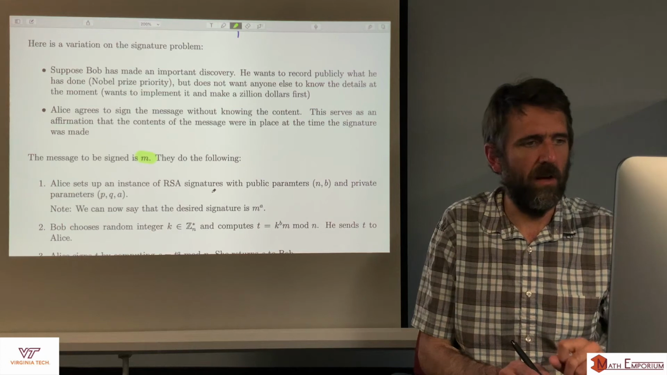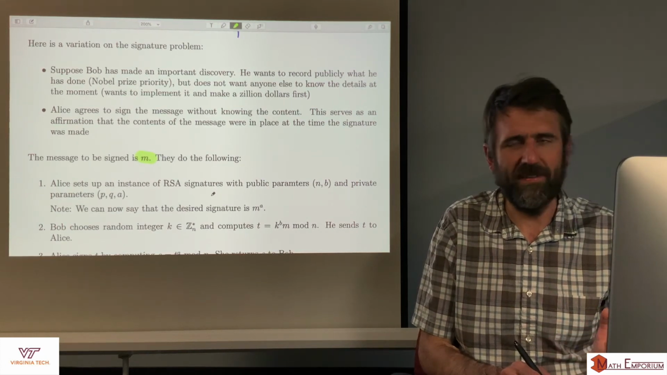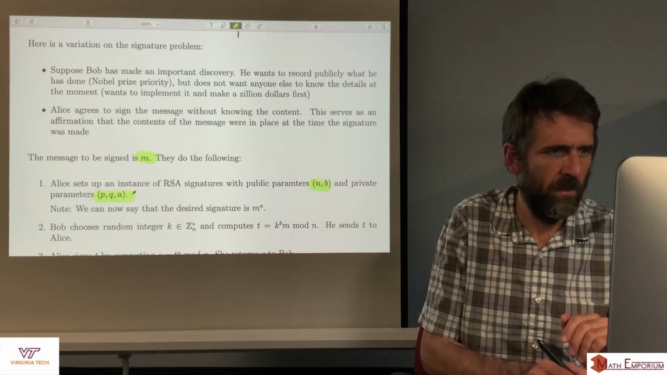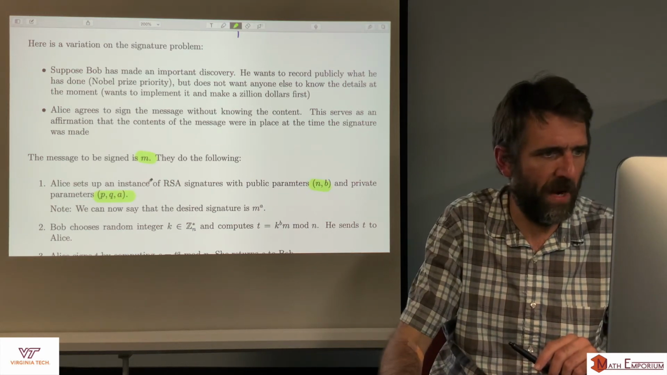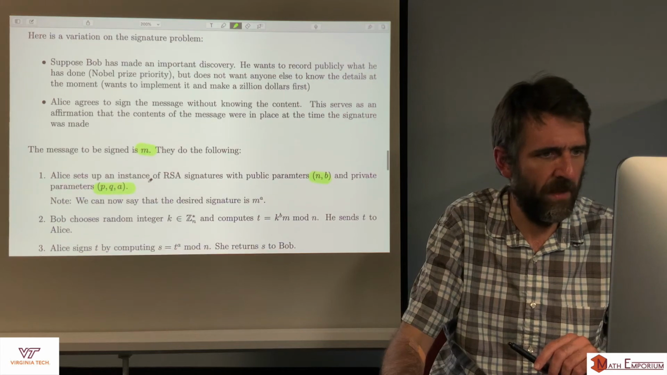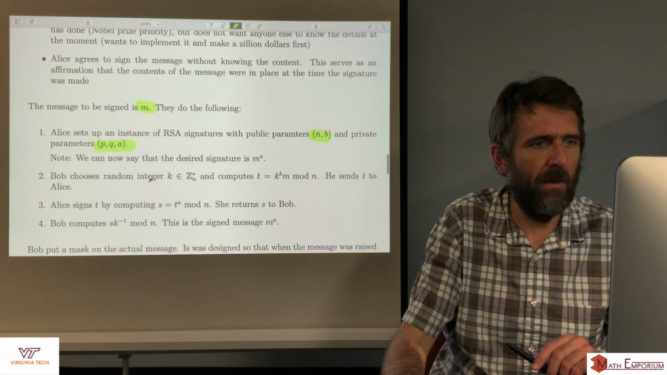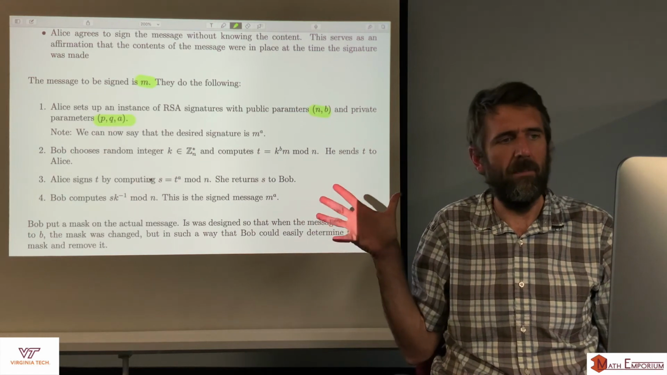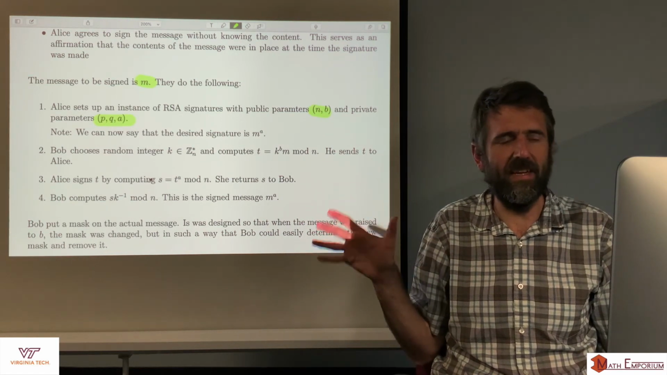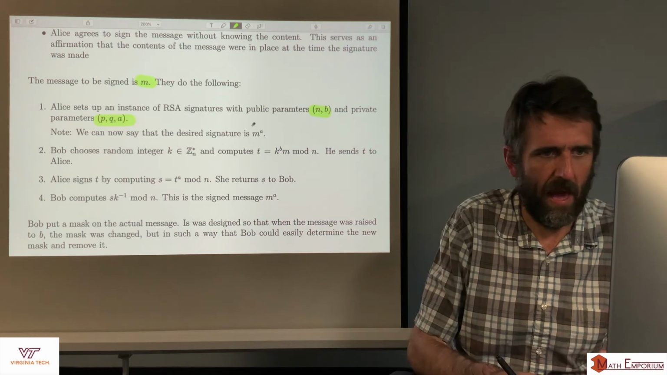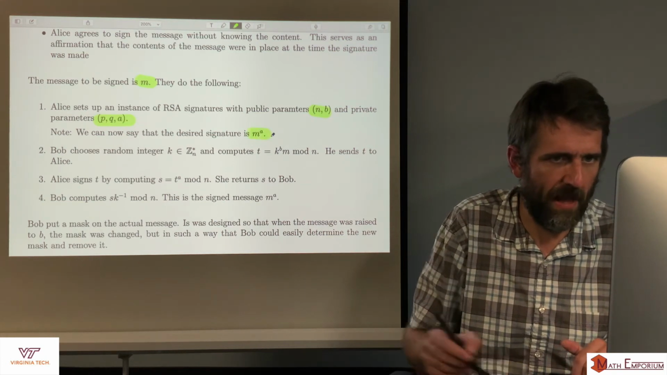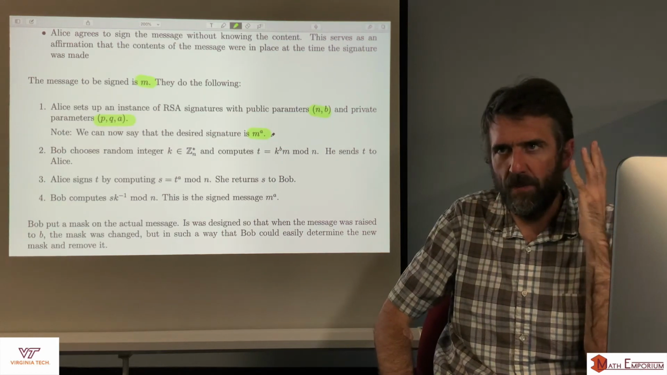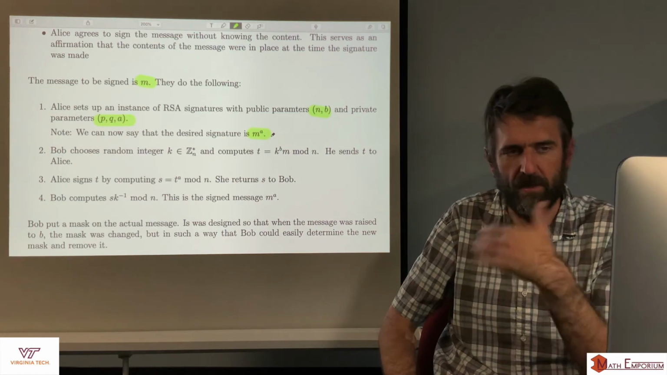Okay, so here's the protocol. Again, Alice is going to set up an instance of RSA signatures, just like before. So public parameters N, b, private parameters p, q, and a. And again, since we're just using ordinary RSA signatures here, the desired signature is going to be m to the a in Z mod n. Because if the message to be signed is m, then the signature is m to the a.